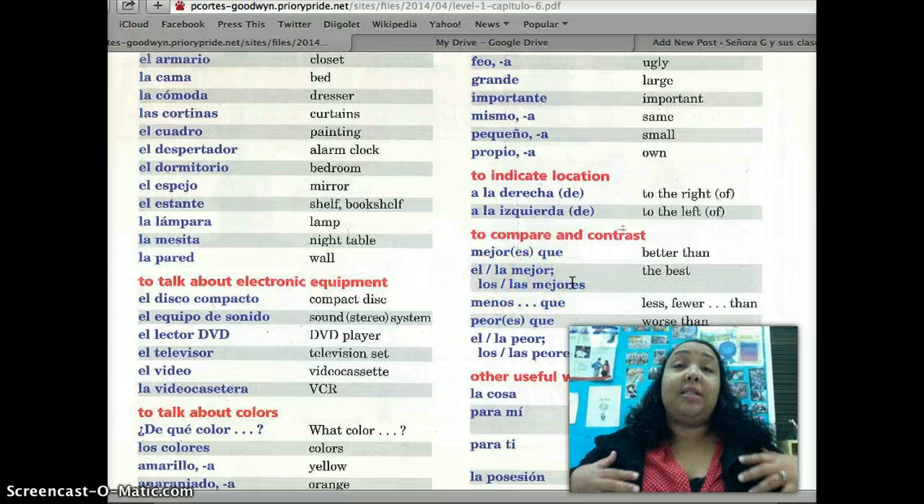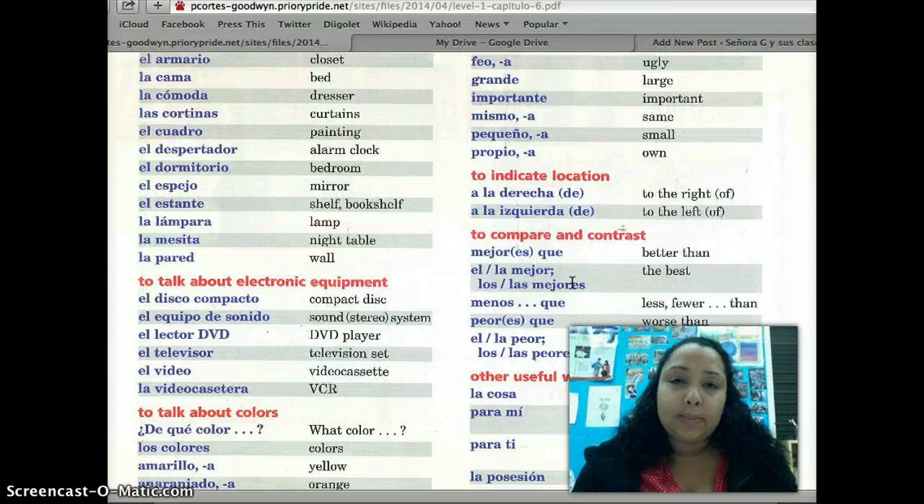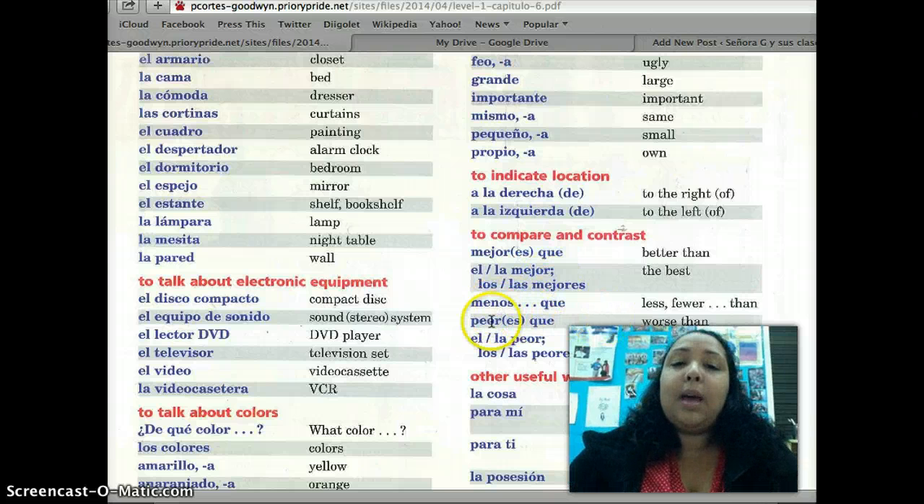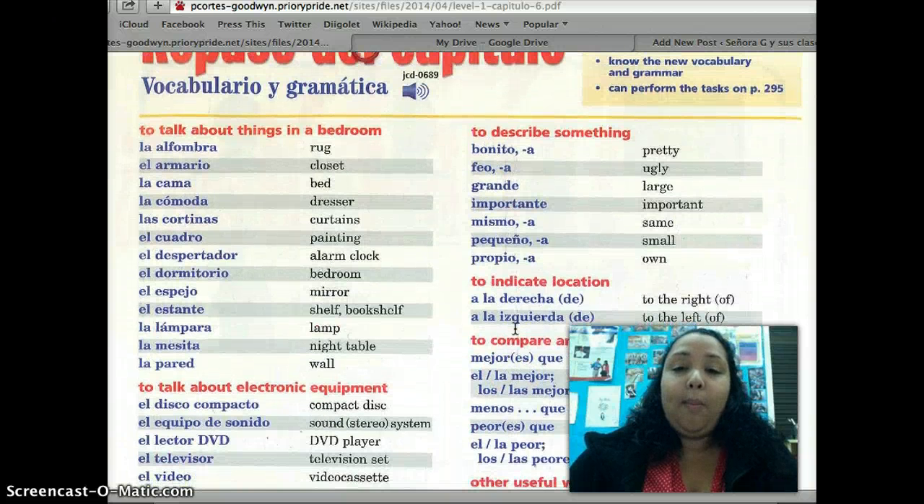If I just want to say she's the best, there's no formula, right? Because I'm not saying she's better than someone else. I'm just saying ella es la mejor. They are the best. Ellos son los mejores. Menos que, peor or peores, so forth and so on. So I'm going to leave this right here so you can refresh yourself on these words, and I'm going to go back to our worksheet now.